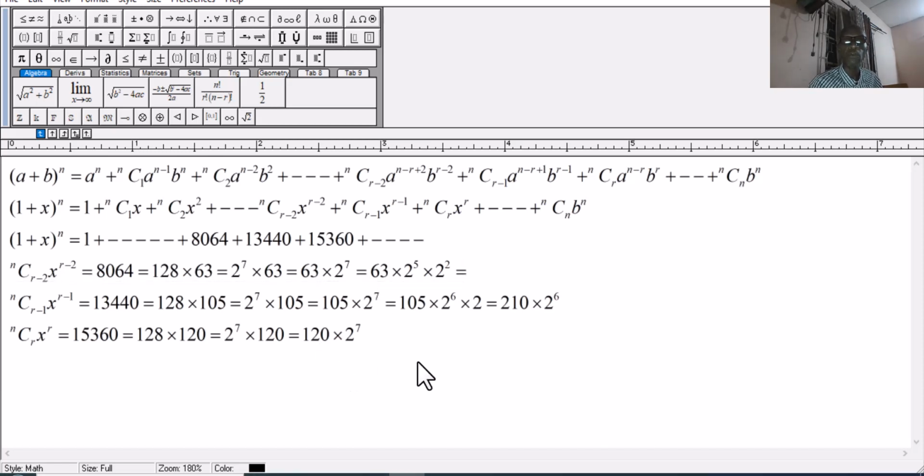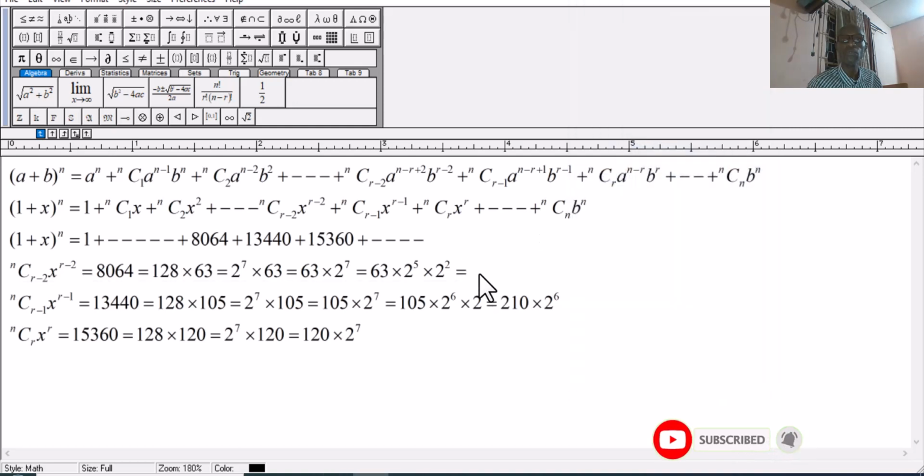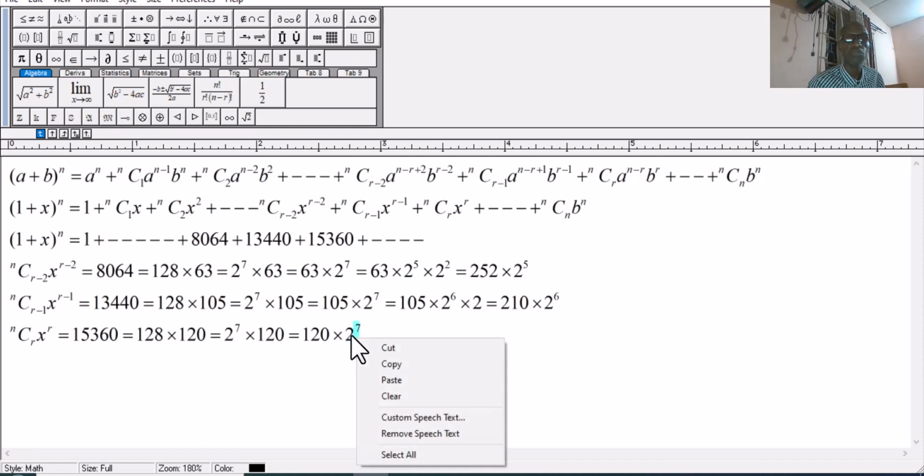So that's 4. So 4 times 63, 63 times 4. So this is 252. So 252 times 2 raised to the power of 5. So now, if you look at this, it tells us that our r is 7 and our x is 2.